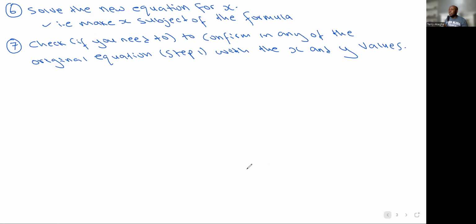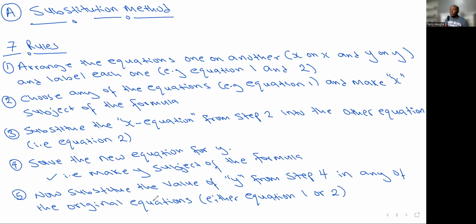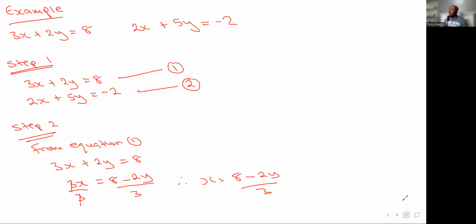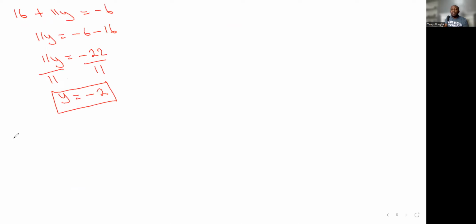What does step 5 say now? Now substitute the value of y, which we got to be minus 2 from step 4, into any of the original equations, be it equation 1 or equation 2. So that means the y value we have now, we have to substitute into any of the original equations. So either we substitute into equation 1 or equation 2. I'm going to select equation 1 for this, all right? So that is step 5.